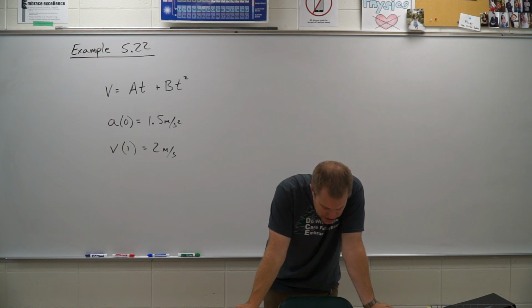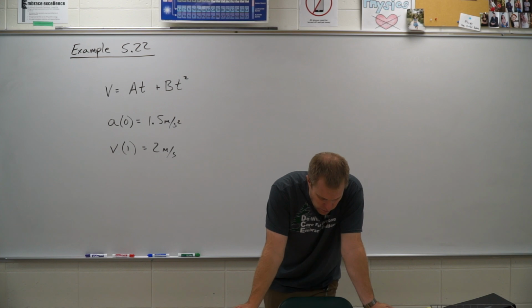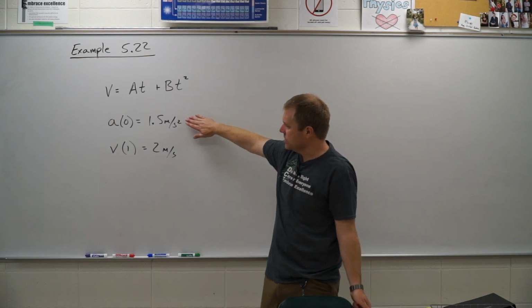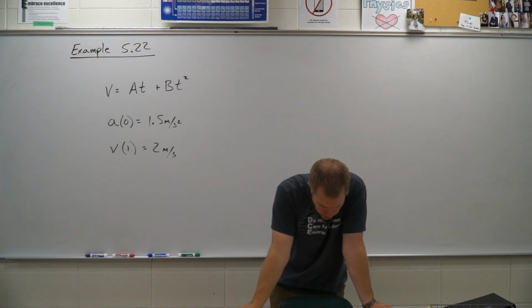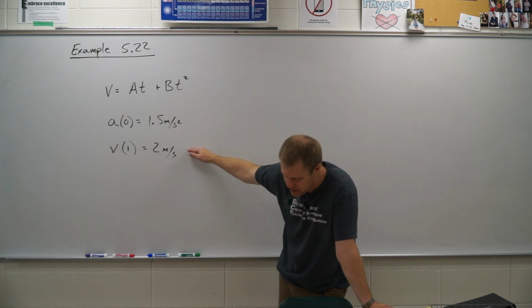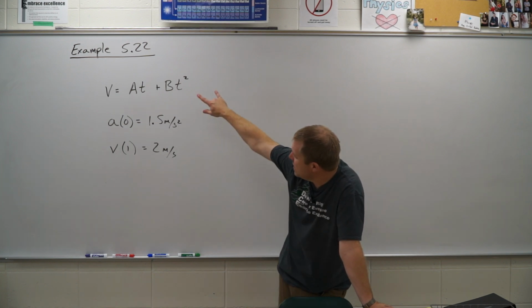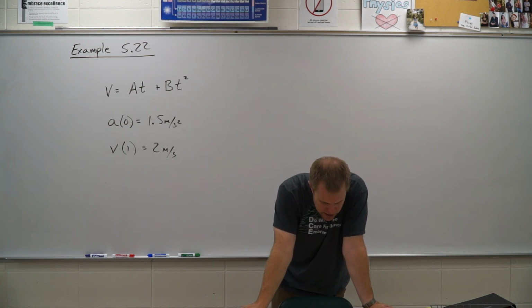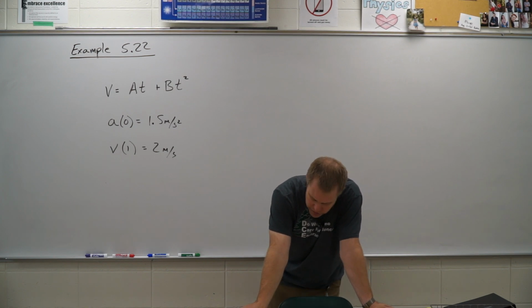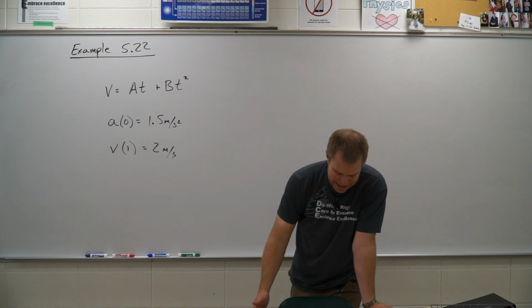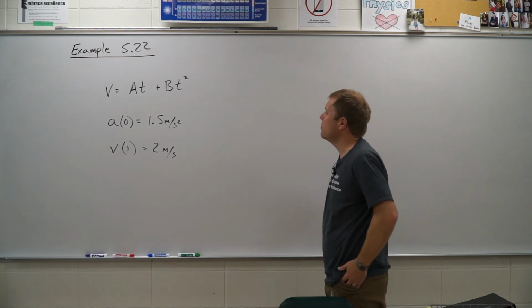At the instant of ignition, the rocket has an upward acceleration of 1.5 meters per second squared. So the acceleration at 0 seconds is 1.5 meters per second squared upward. 1 second later, an upward velocity of 2 meters per second. So the velocity at 1 second is 2 upward. Part A wants me to determine what the constants A and B are. Part B wants to know, at 4 seconds after the fuel ignition, what is the acceleration of the rocket? And then C wants to know with what thrust force the burning fuel must push in order to cause the rocket to accelerate like that?